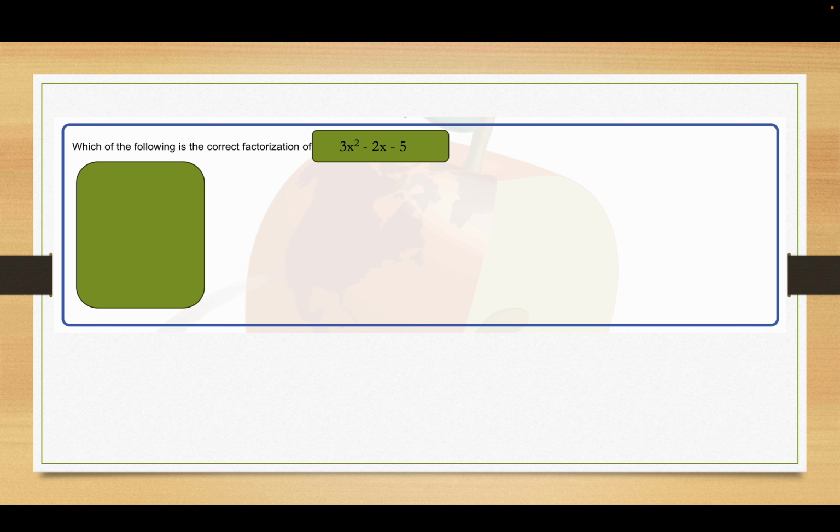Factor 3x squared minus 2x minus 5. Go ahead.